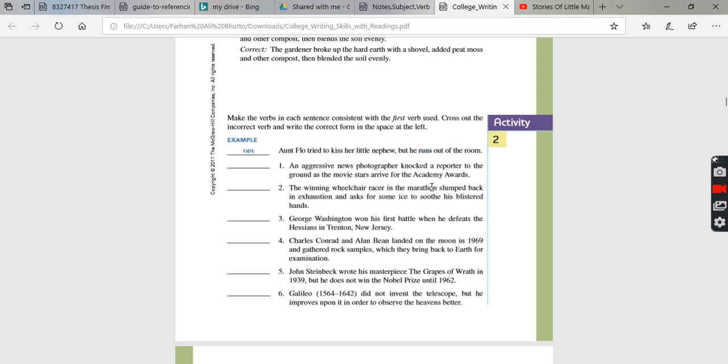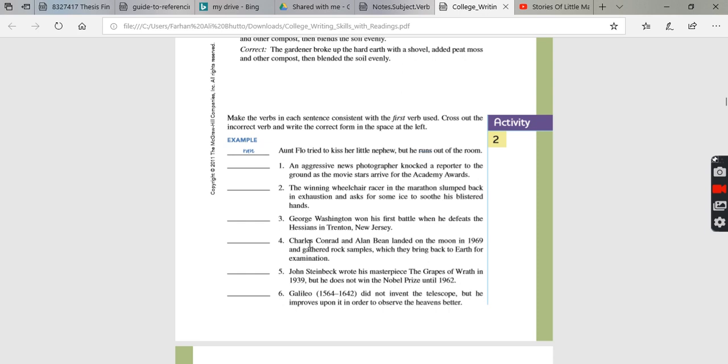So the first verb is slumped, which is in past. The second verb is asks, which is in present. So we'll turn it into past, which would be asked for some ice. 3. George Washington won his first battle when he defeats the Hessians in Trenton, New Jersey. This one is simple. George Washington won, past, his first battle when he defeated the Hessians in Trenton, New Jersey.